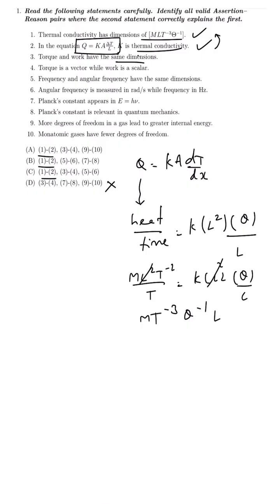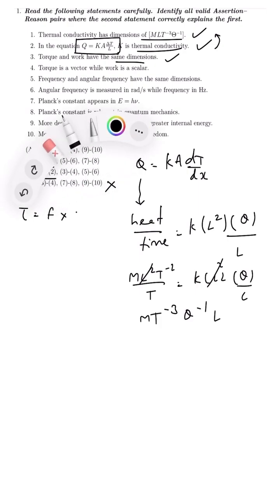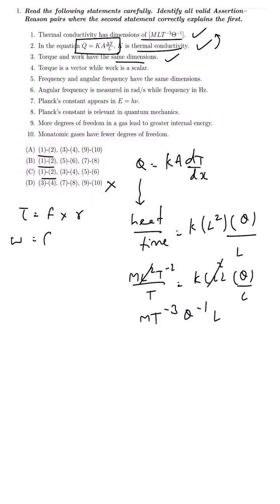Torque and work have same dimensions, correct, because torque is nothing but force into the radius, and work done is nothing but force into displacement, right? So this is correct. Torque is a vector while work is a scalar, correct, but does it explain how they have same dimensions? No. So 3 and 4 cannot come, so this is wrong, right? So we are only left with B option, which should be correct.